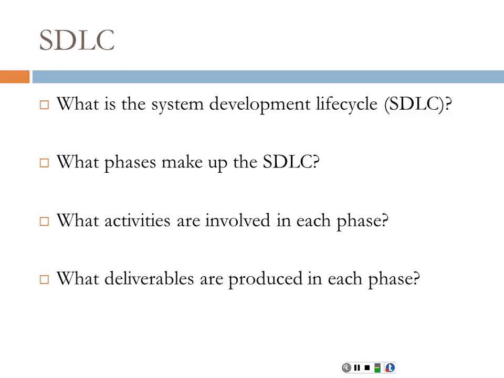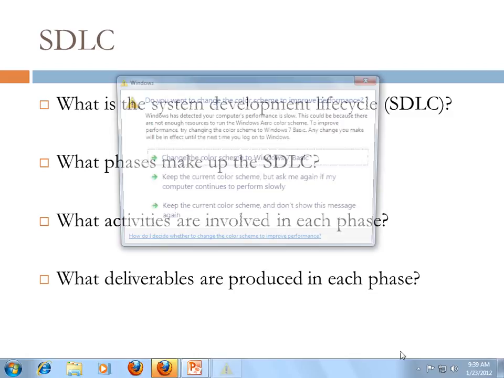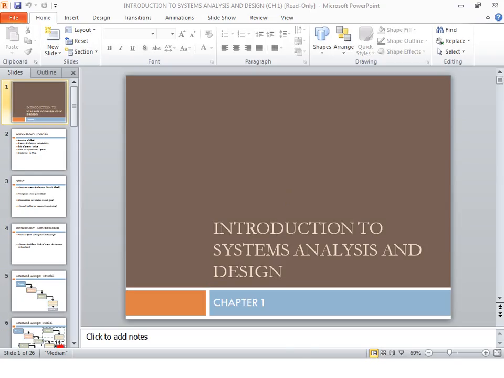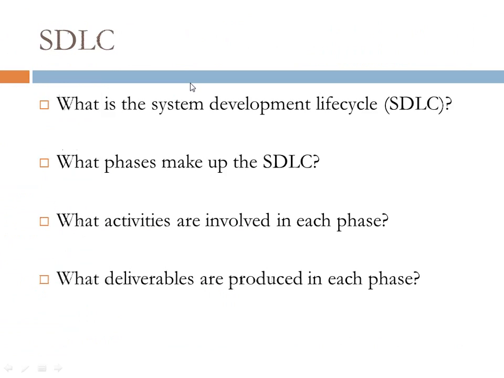So what types of activities then do you think are involved in it? Can you repeat what the phases were? Right, so there were planning, analysis, design, and implementation.